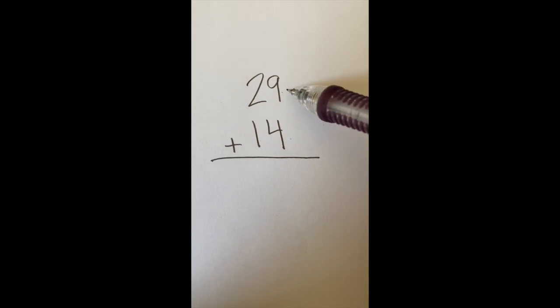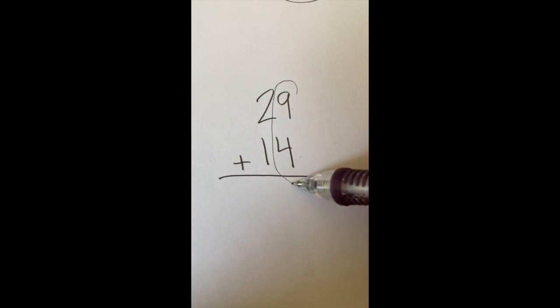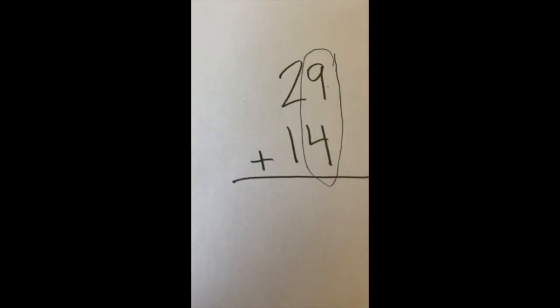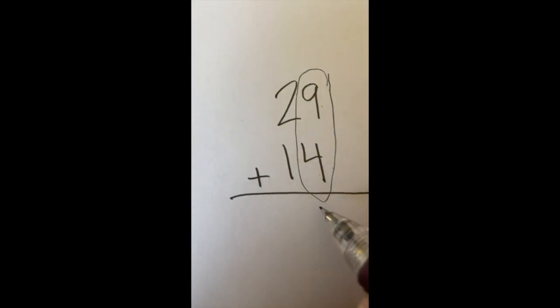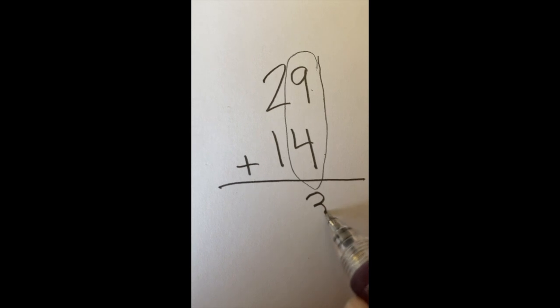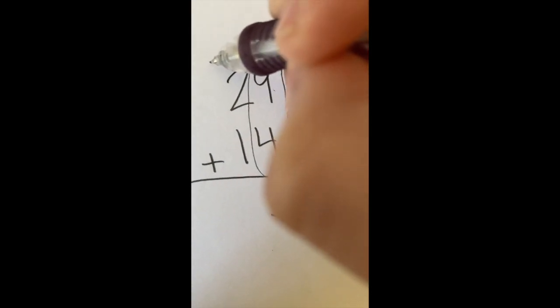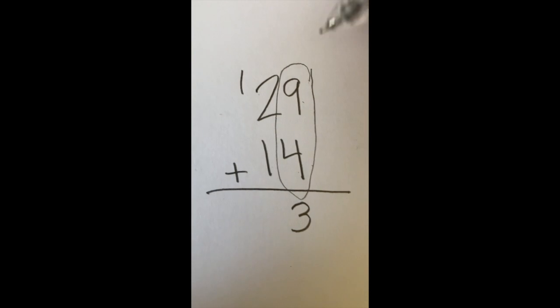We are going to start in the ones place. The ones place is the 9 and the 4. So we are going to add those first. So 9 plus 4 is 13. We're going to put the 3 in the ones place, and then we're going to go up here and carry the 1.